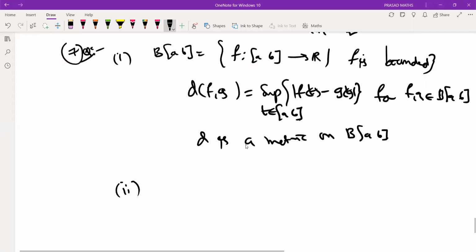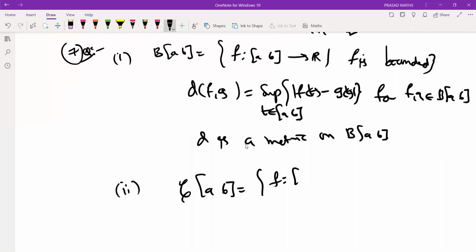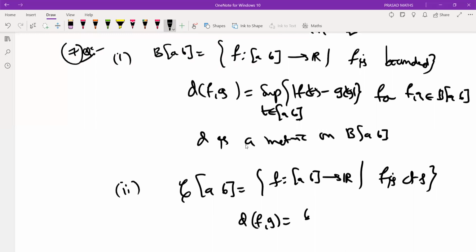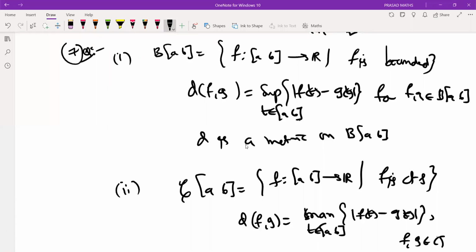Second one, continuous functions. So what is the metric? Same metric. See this, any continuous function on this attains its maximum, therefore you can take max. Right? This is also a metric by the same proof.